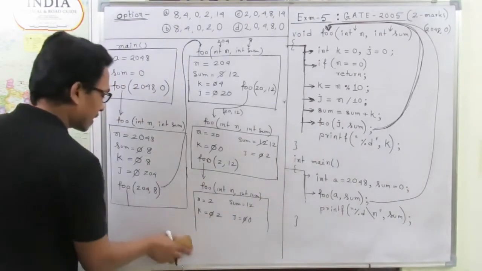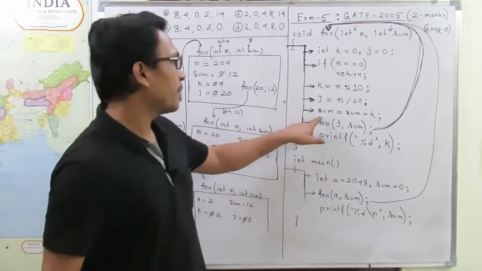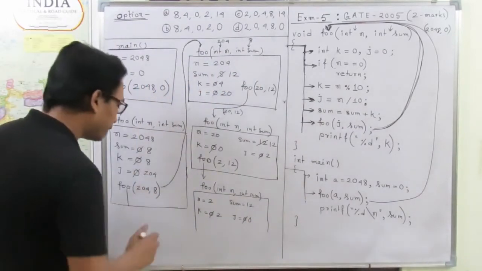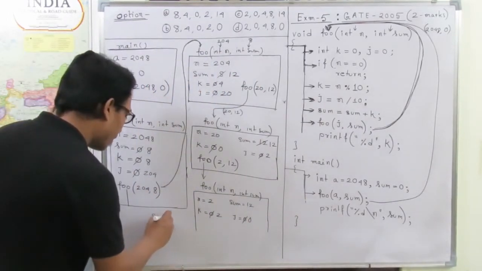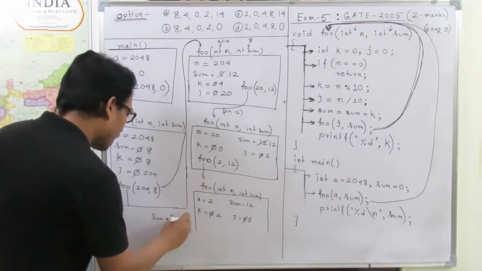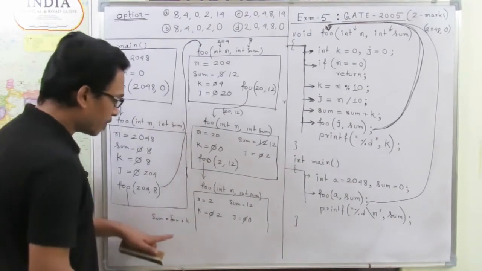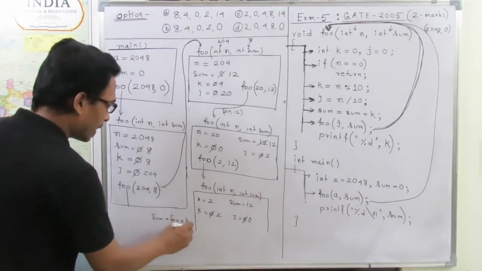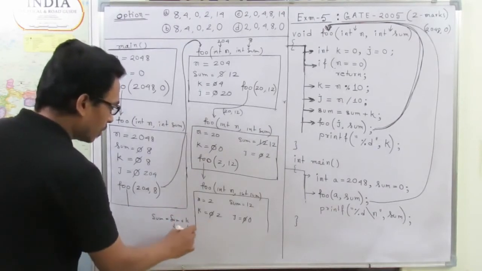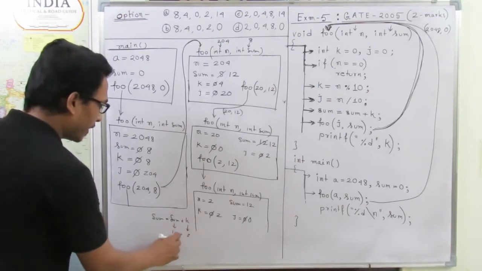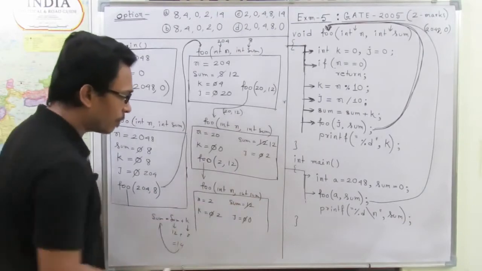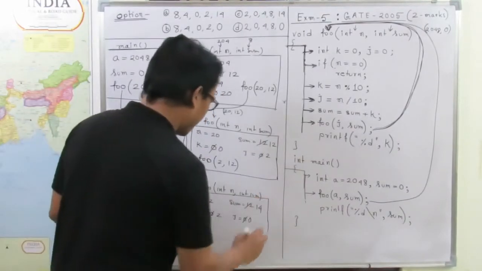Now the next instruction is sum equal to sum plus k. So what will the system do? Look, sum equal to sum plus k. What is the content value of sum in this particular instance? The value of sum is 12 and the value of k is 2. So 12 plus 2 means 14. Now this 14 will be stored in the sum, so the content of sum will be updated to 14.